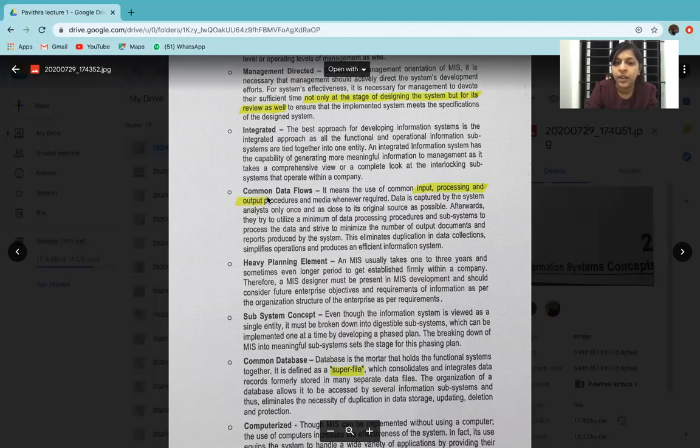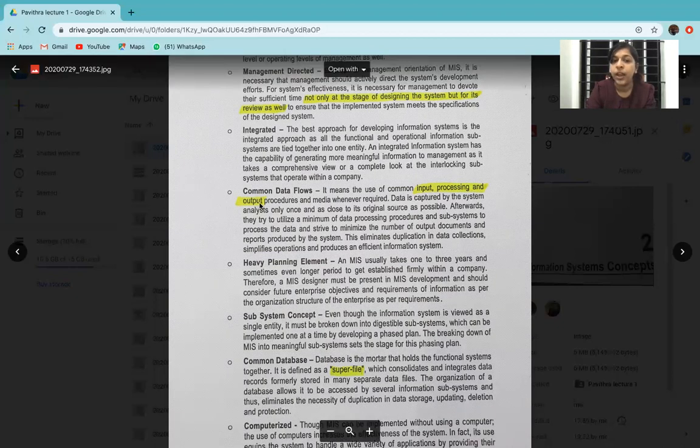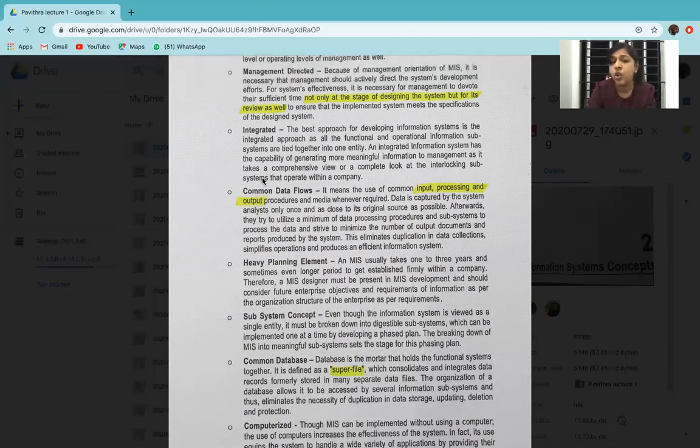And then common data flow means common input, processing, and output. It has to be one source, it has to originate at a single point. So we say common data flow, common input, processing, output, and a heavy planning element. It is said that an MIS usually takes about 1 to 3 years, or sometimes even longer, to develop. So a heavy planning element, because otherwise it is going to lead to waste of cost and also waste of reputation.